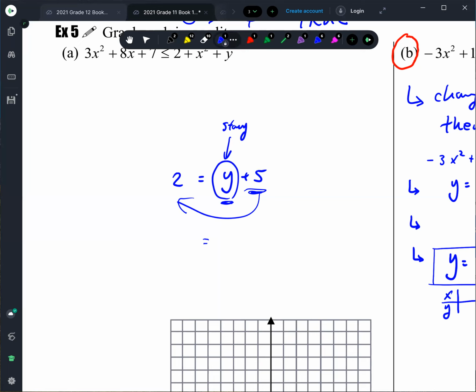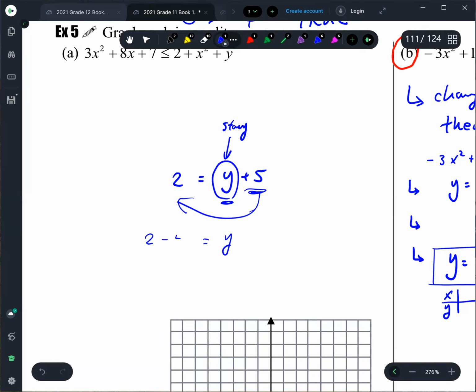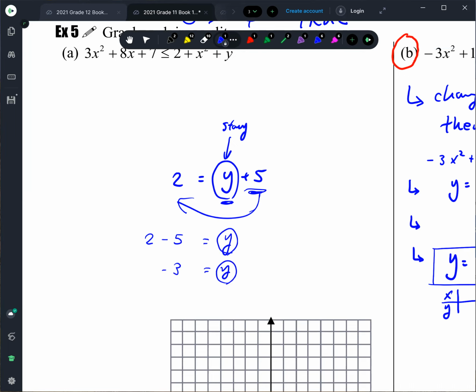Y equals 7. On the right side, it will be y now, right? Oh, that's negative 3. Yeah, the 5 goes to the left, it will become minus 5. So it will be -3. So this is called isolated y. You keep the y by itself. Do not move it, okay? Just keep it there.